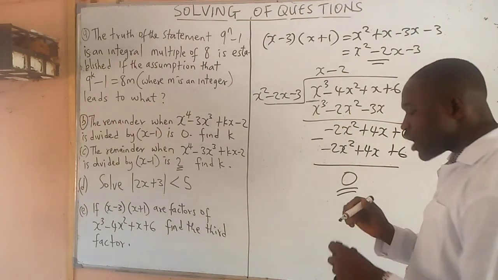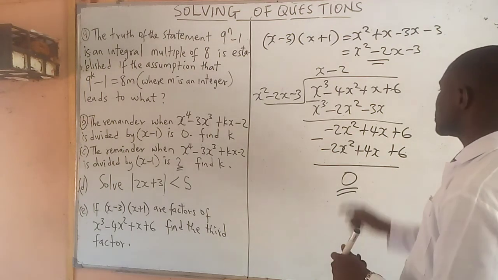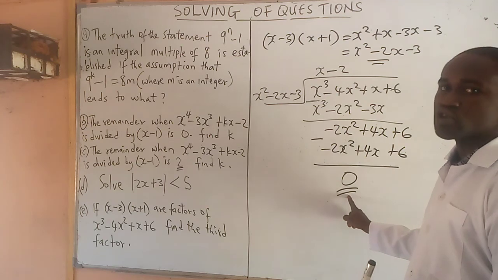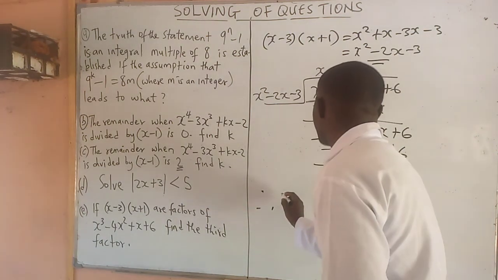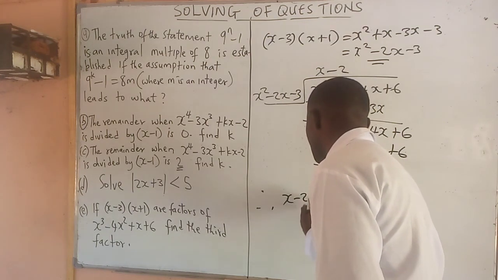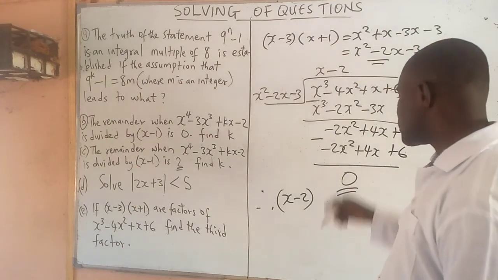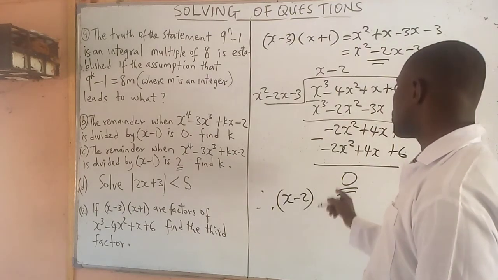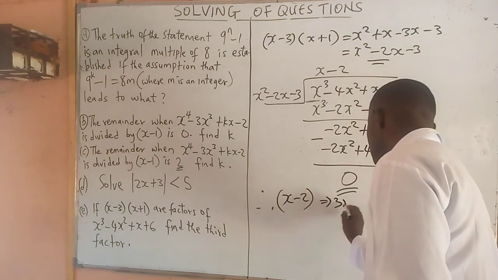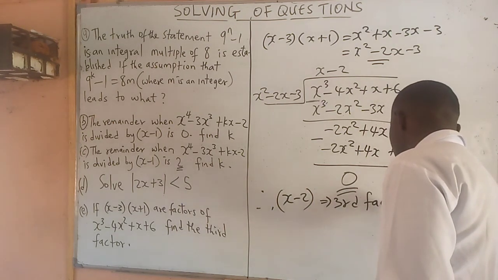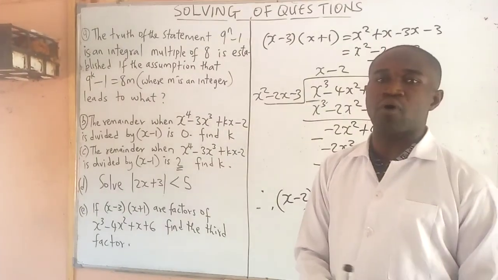That is why we say the factor polynomial is related to the zero polynomial. They are the same because the last remainder of it will also be 0. We now say therefore the third factor is x minus 2. That is our quotient. The third factor will be our quotient. So that is how to solve these questions we have on the board.